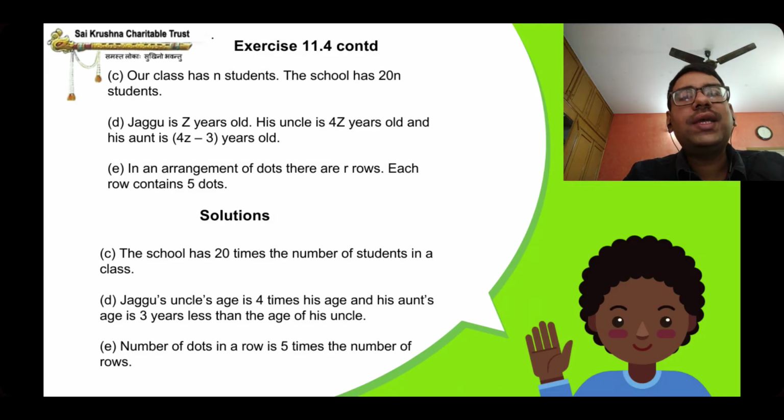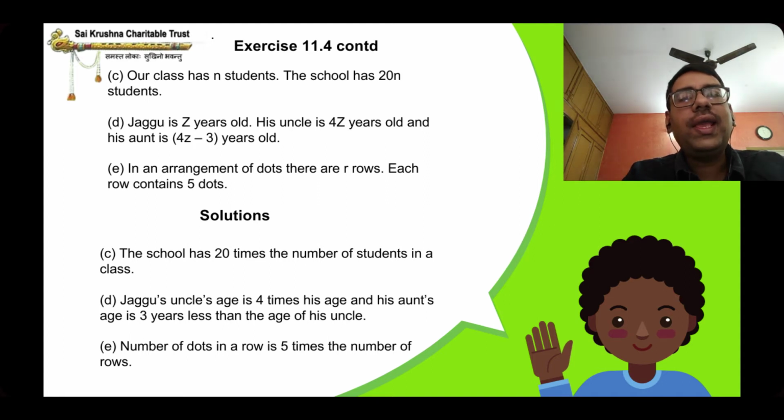Next, our class has n students. The school has 20n students. So in the class there are n students, and the school has 20n students. Suppose in your class there are 5 students. The school has 100 students, so 20 into 5 will be 100. So the number of students in the school is 20 into 5.